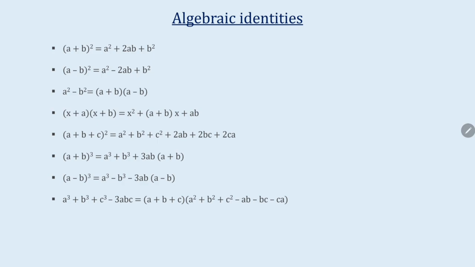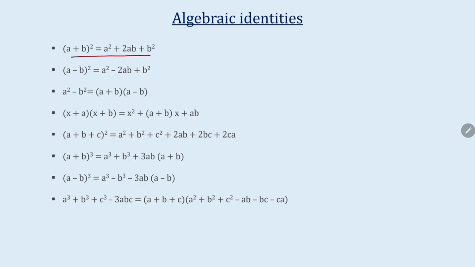कवर करेंगे लाइक अल्जेब्रिक आइडेंटिटीज़, इंडेक्स एंड लॉ ऑफ इंडिसेस एंड इंटरवल्स। तो सबसे पहले हम कुछ अल्जेब्रिक आइडेंटिटीज़ देखते हैं। इसमें सबसे पहला है (a+b) whole square. This we all know, a square plus 2ab plus b square.